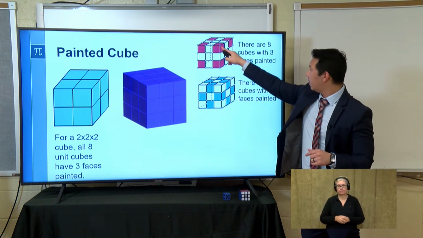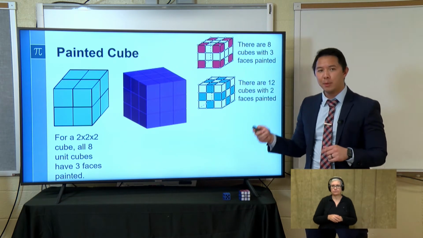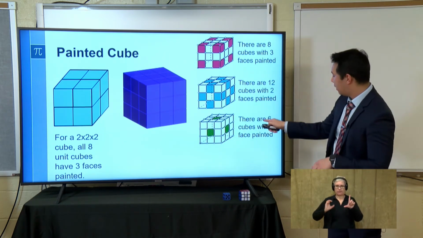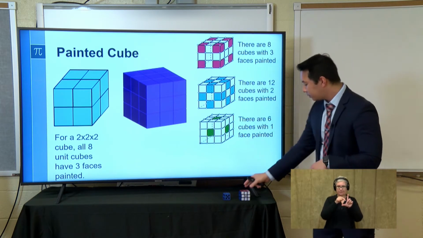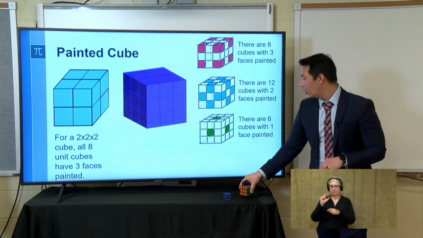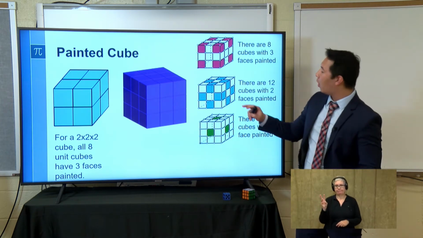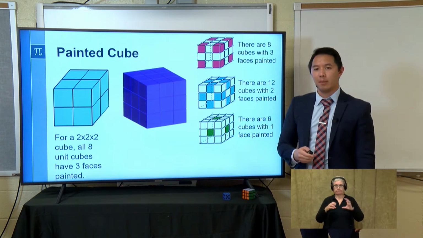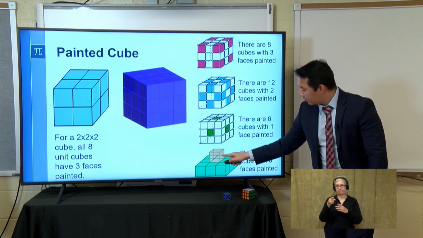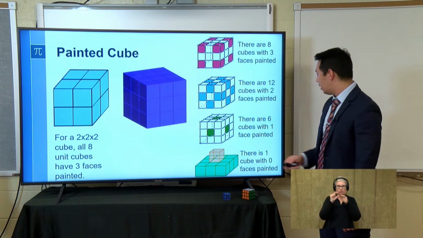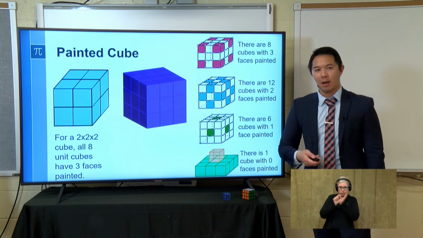When I remove those corners and I remove the edge pieces, I'm left with this very center square. And so with 6 faces on a cube, I'm going to have 6 of these smaller cubes with 1 face painted. And then when I remove all of the smaller unit cubes that have paint on them, we can see that I've got 1 cube in the very center that has no faces painted at all.